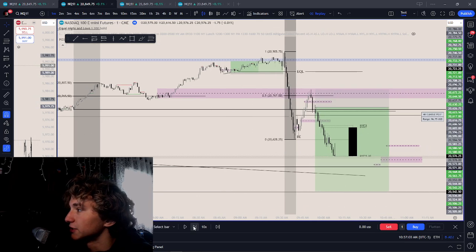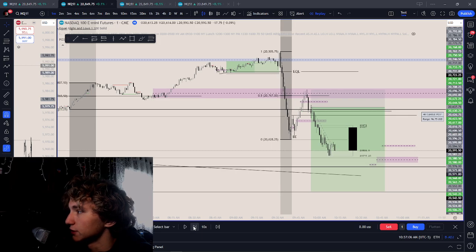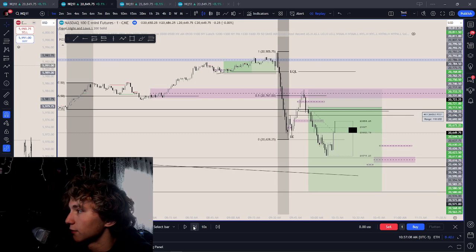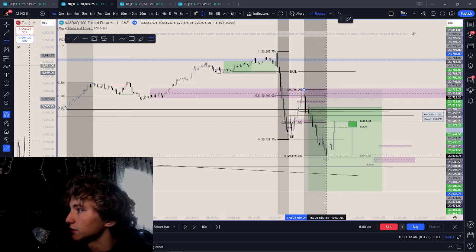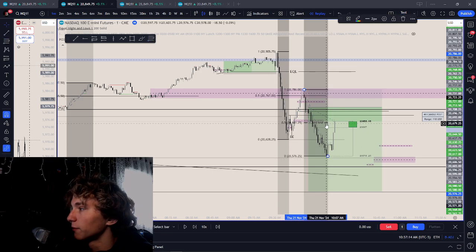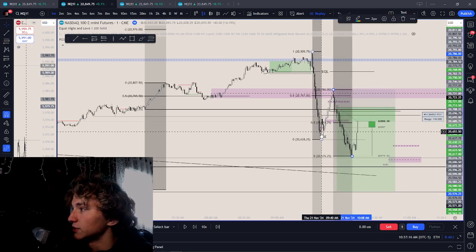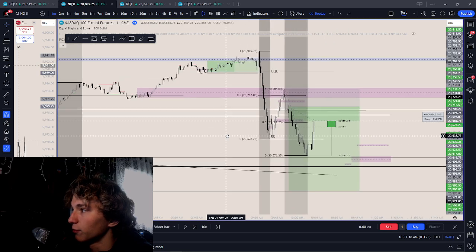Now, when price makes another low, look at this. This is live. When price makes another low, check this out. We have equilibrium right here. So you would assume that price is going to make another leg lower, and look at what price does.